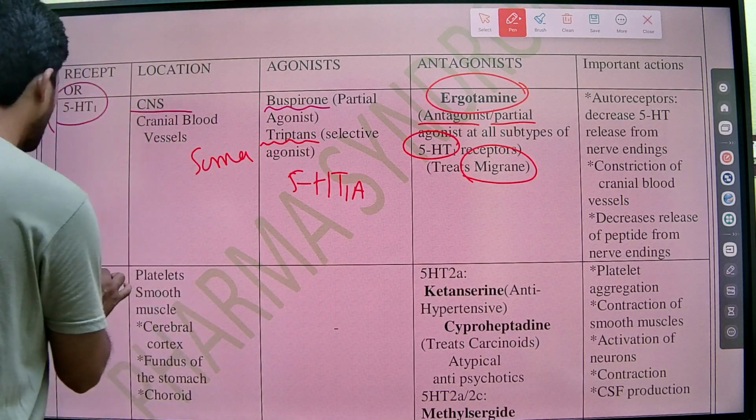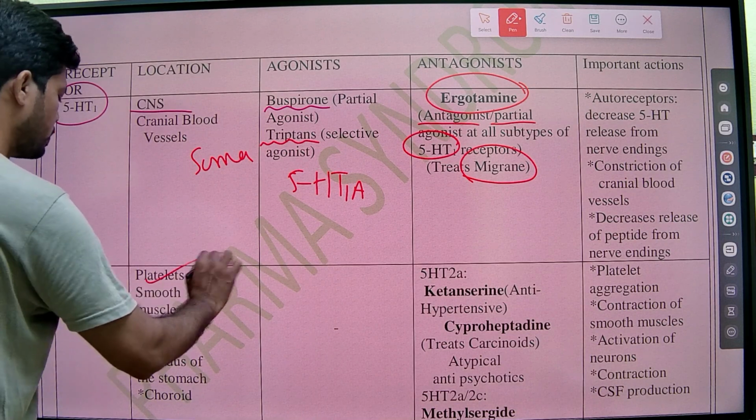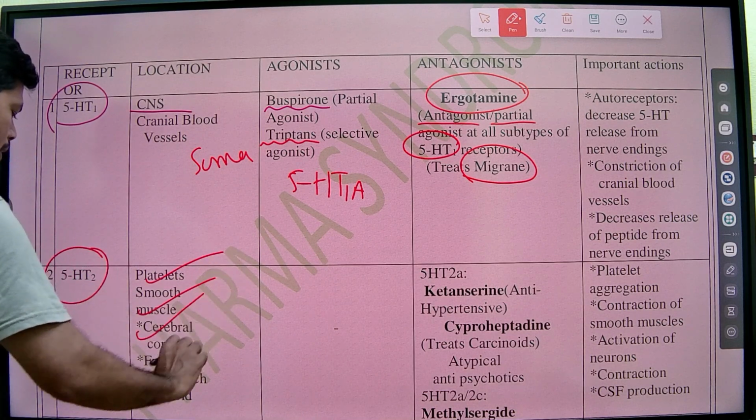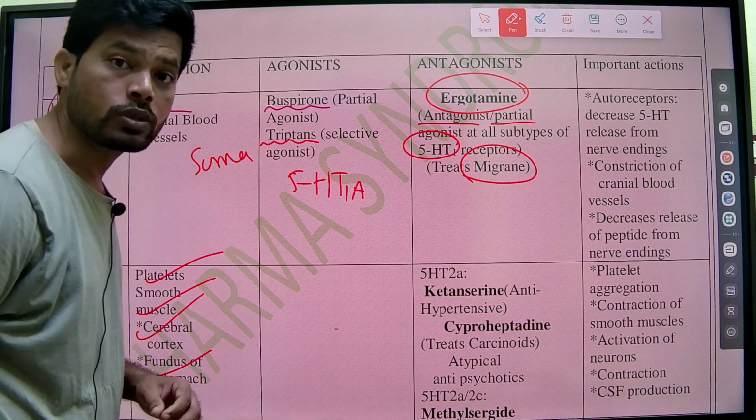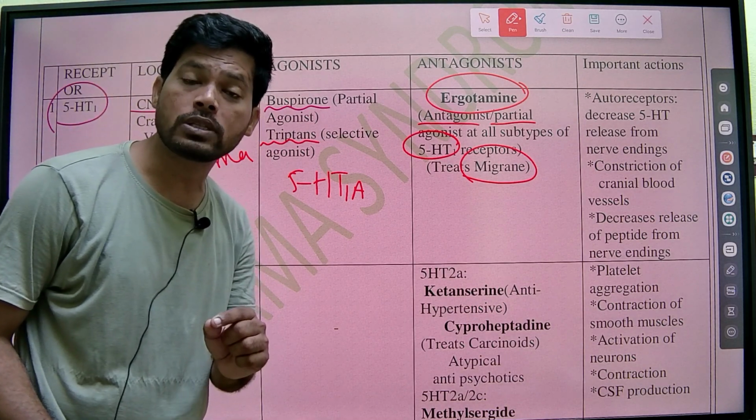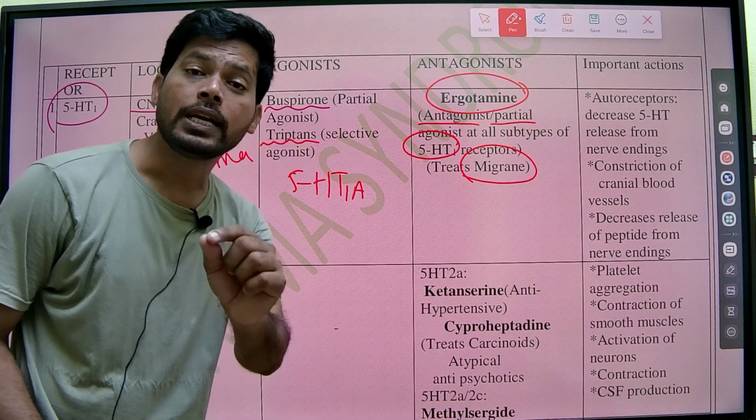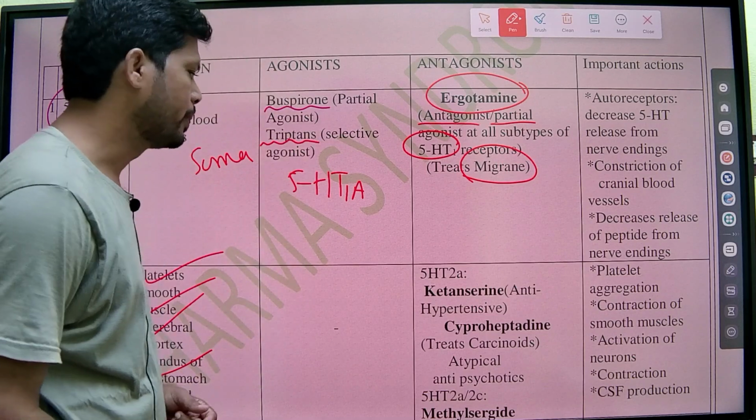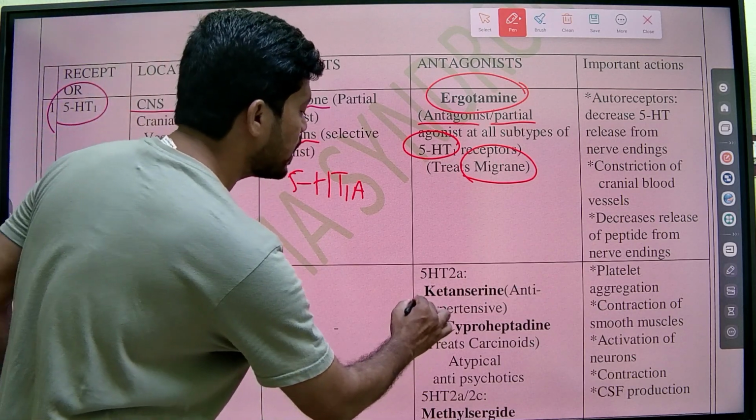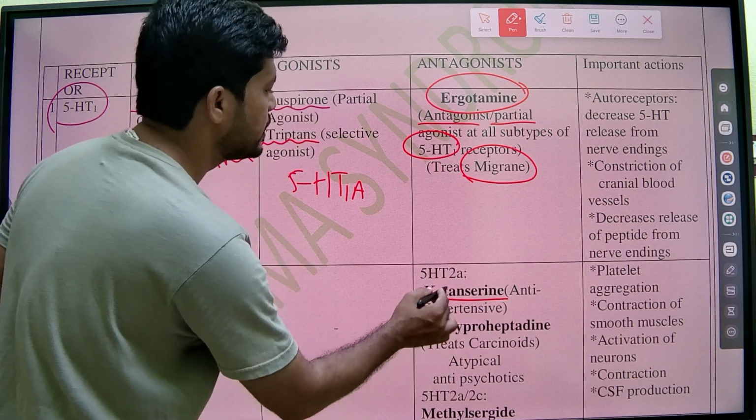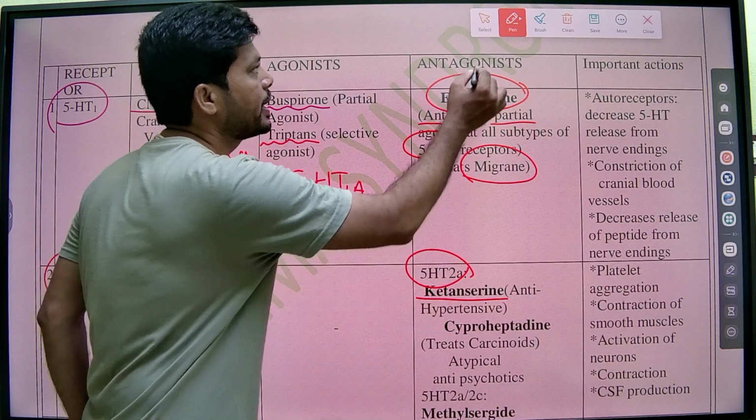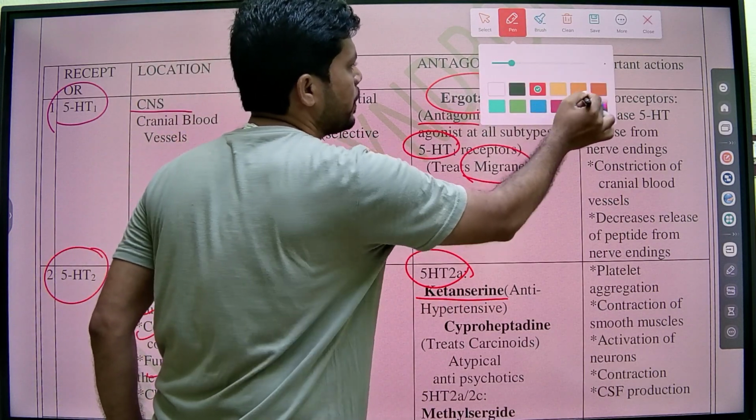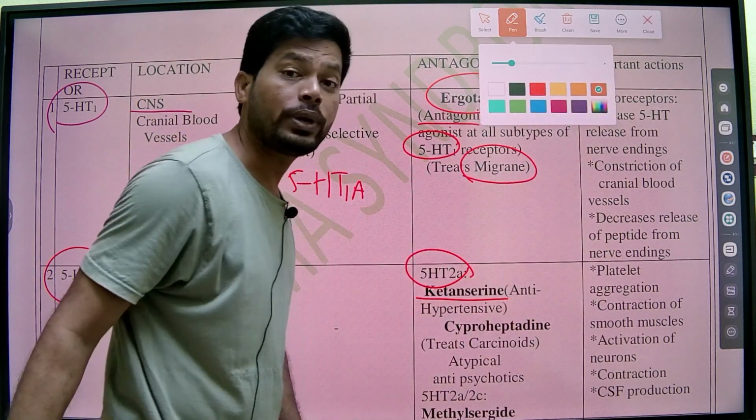Next, serotonin type 2 receptor is present in the platelets, smooth muscle, cerebral cortex, and also the fundus of the stomach as well as the choroid plexus. Serotonin type 2 receptors are involved in the formation of cerebrospinal fluid in the choroid plexus in the brain. Especially ketanserin: ketanserin is an antagonist of serotonin type 2 receptor and is used as an antihypertensive.